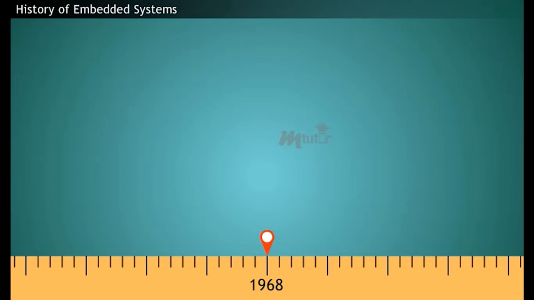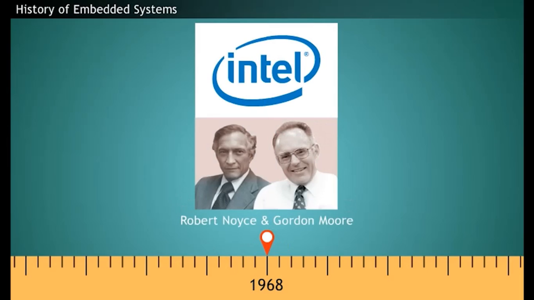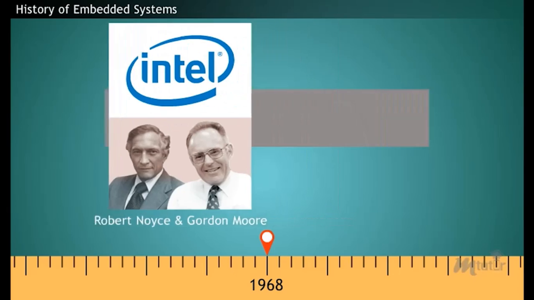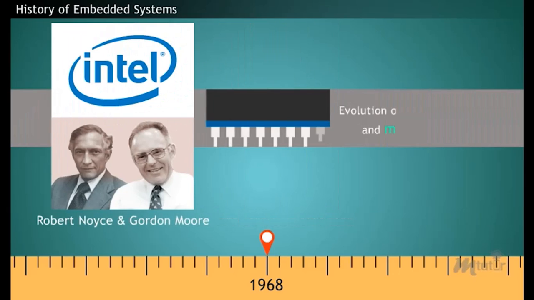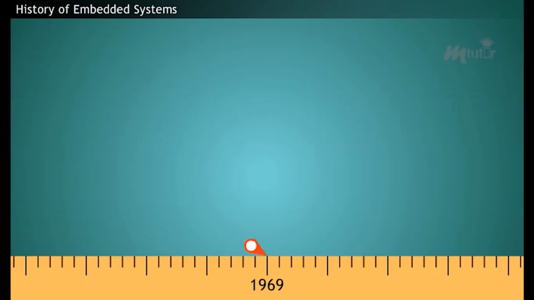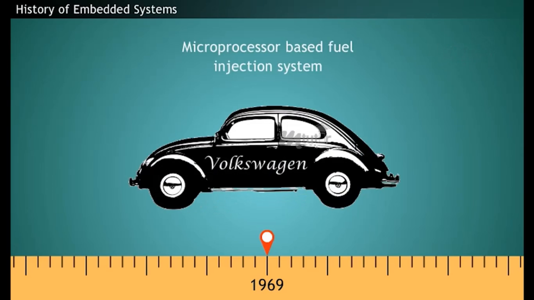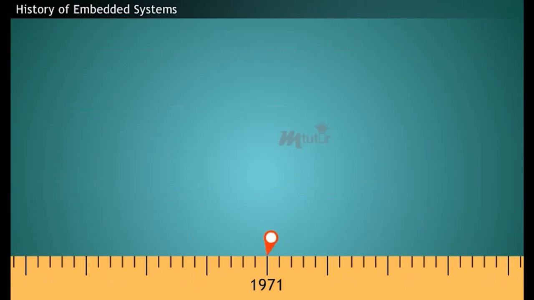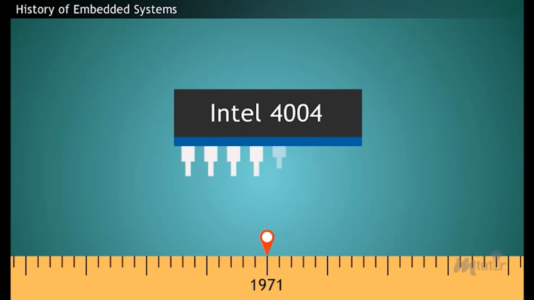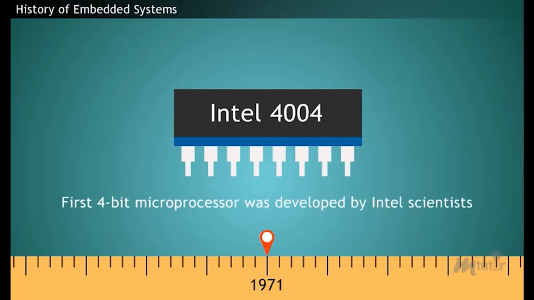In 1968, Intel was founded by Robert Noyce and Gordon Moore. The beginning of Intel led to the evolution of microcontrollers and microprocessors, which are the heart of many modern electronics. In 1969, a microprocessor-based fuel injection system was introduced in Volkswagen cars and was a breakthrough in the field of embedded systems. In 1971, the Intel 4004, the first 4-bit microprocessor, was developed by Intel scientists.